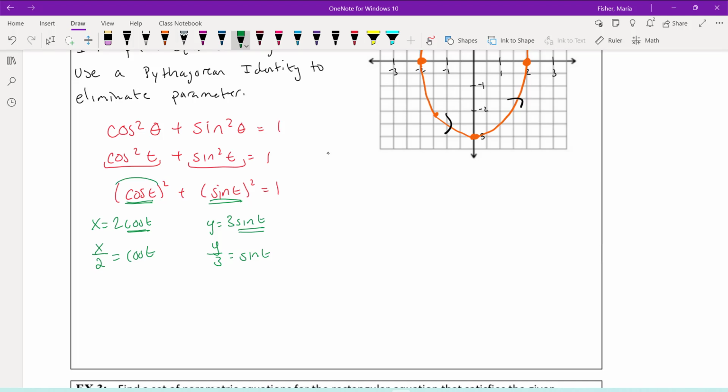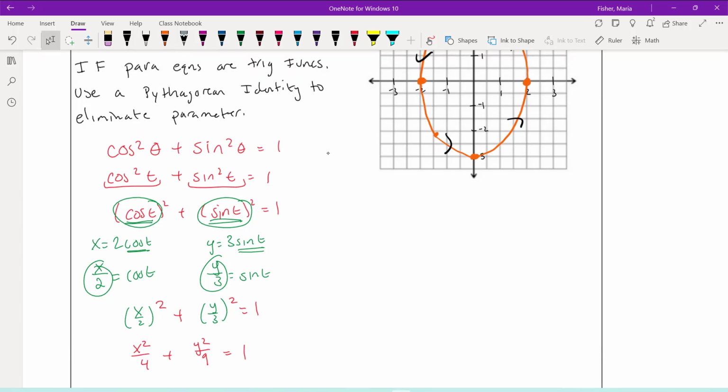Therefore, instead of writing cosine of t, I can write x over 2, that gets squared, plus, and again, instead of writing sine of t, I can write y over 3, and that still gets squared, and it's equal to 1. Distributing the square, I would get x squared over 4 plus y squared over 9 is equal to 1.